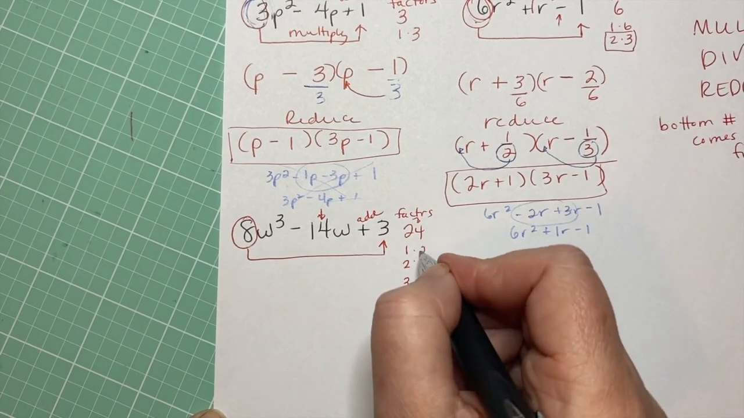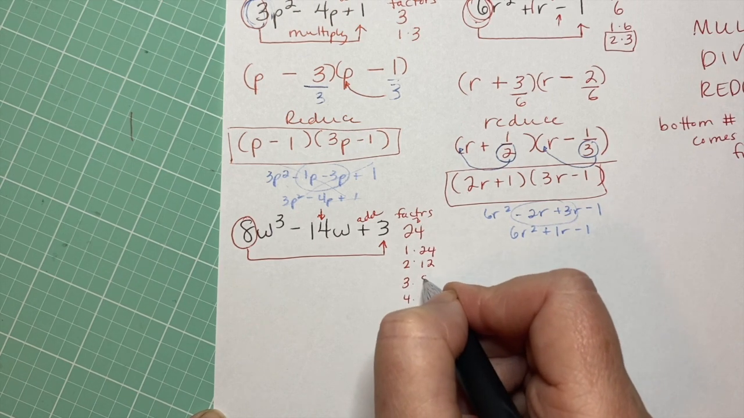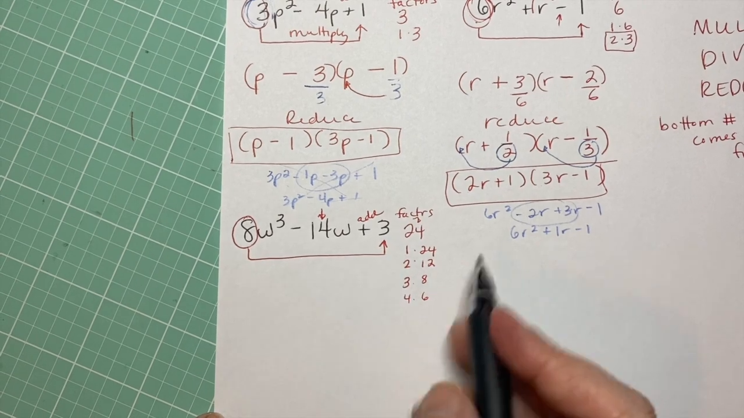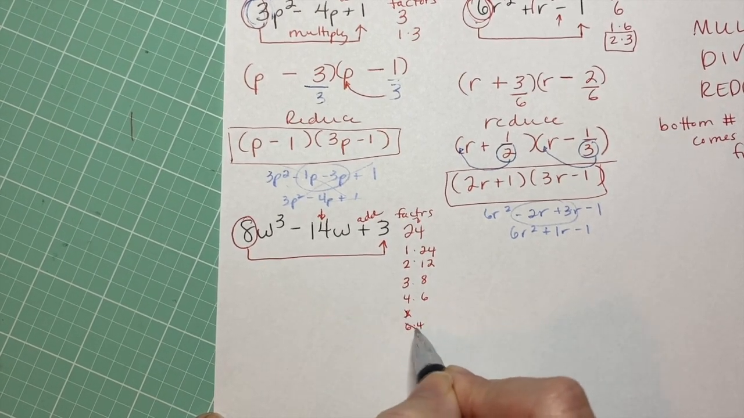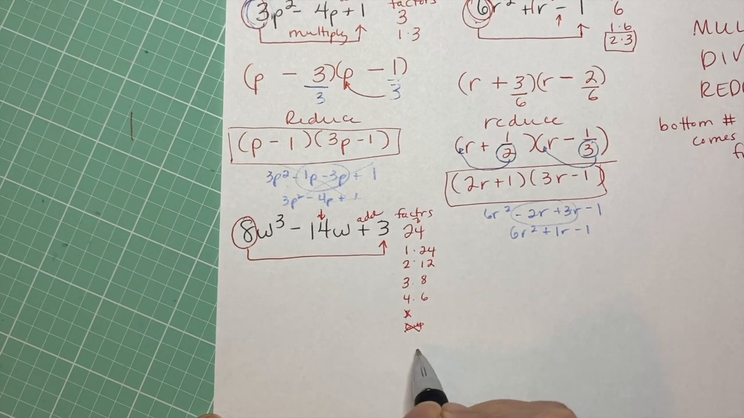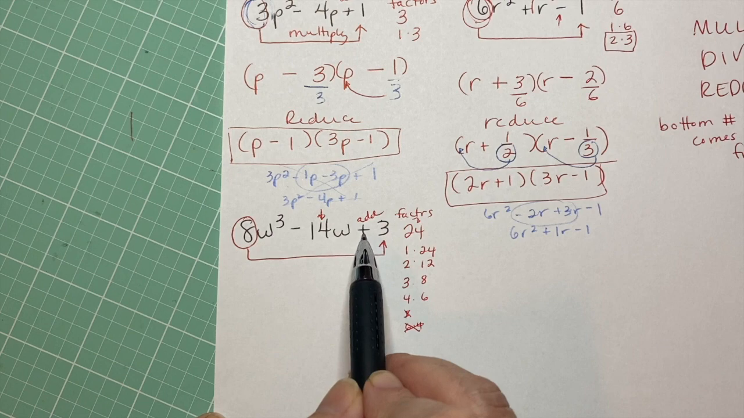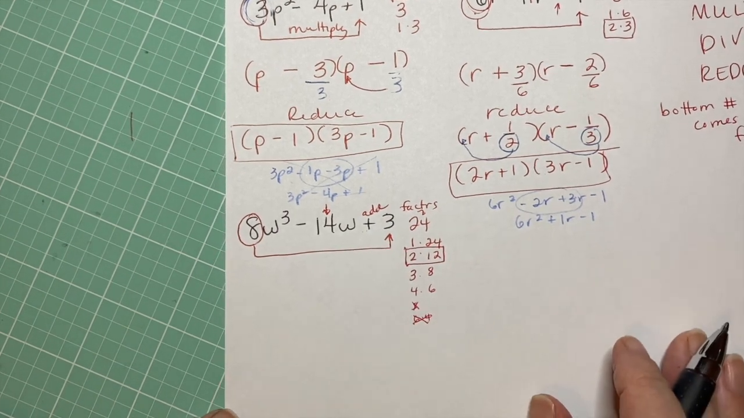24 divided by 1 is 24. 24 divided by 2 is 12. 24 divided by 3 is 8. 24 divided by 4 is 6. And you could keep going, but you see 5 won't work, and then 6 starts repeating. So once it starts repeating, you'll know you have all your factors. For this one, we want the ones that add to be 14. So that would be 2 and 12.